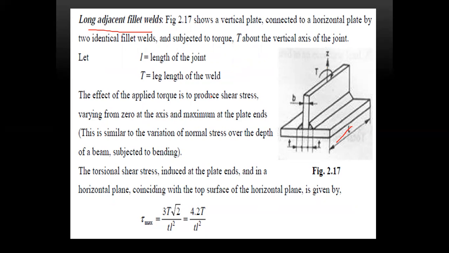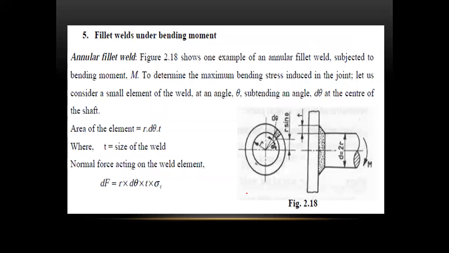Now the effect of applied torque is to produce shear stress. Now the horizontal shear stress coinciding with the top surface is given by tau max is equal to 4.2 T by t into L square. Next, fillet welds under bending moment. Now see the cross section, see the side view. So this is weld one, this is weld material, this is also second material. This is just a flat object over a round piece.